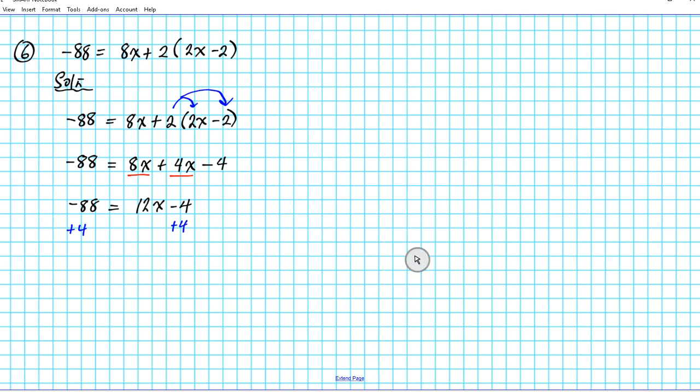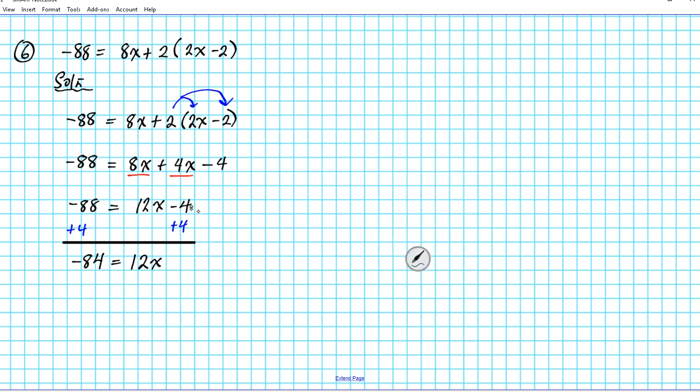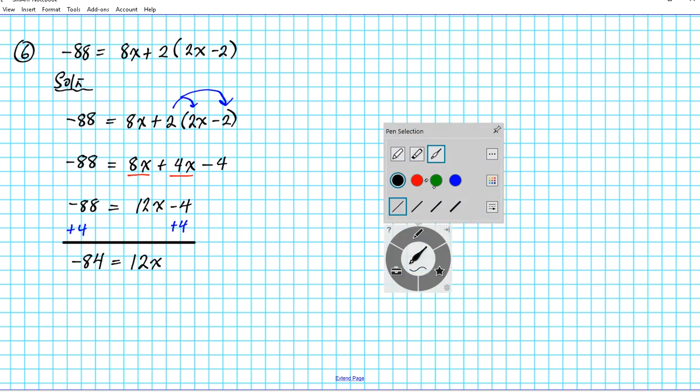So when we add 4 to both sides of the equation, we're going to have negative 88 plus 4. Subtract and keep the sign of the bigger, so it's going to be negative 84 equals 12x. Okay, minus 4 plus 4 adds up to 0. Now to finish this off, we're going to proceed to get rid of this 12, the coefficient of x. So we'll divide both sides by 12, and then we'll have our final answer.